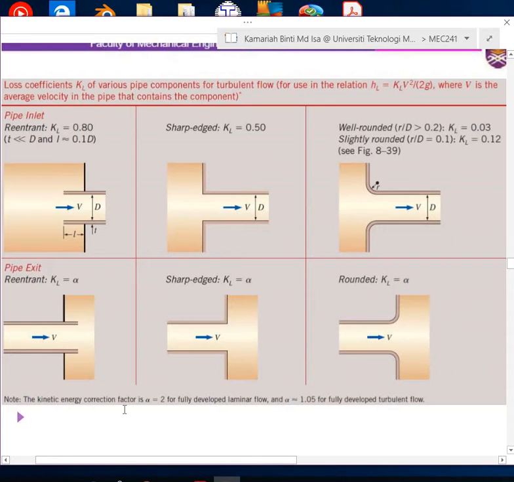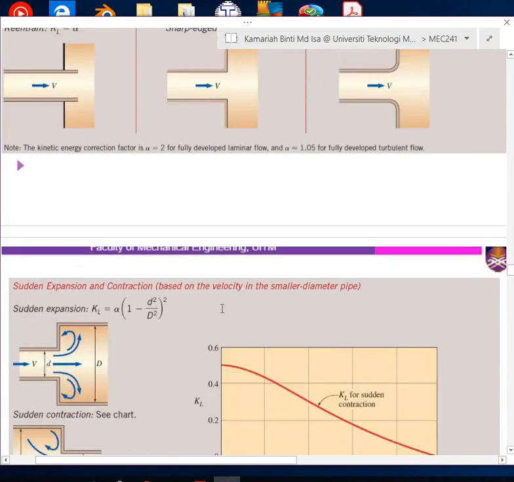The kinetic energy correction factor alpha equals 2 for fully developed laminar flow and alpha equals 1.05 for fully developed turbulent flow. Basically, this is something that you don't need to worry about, because usually the K value will be given in your questions. If you look at past year examination questions, usually the KL value is given, because even though there is a typical value, it also changes with the type of pipe, and we don't know the r over D and so on.